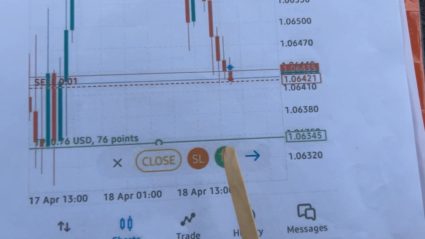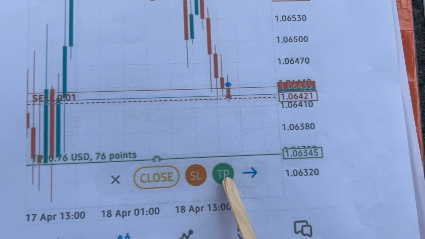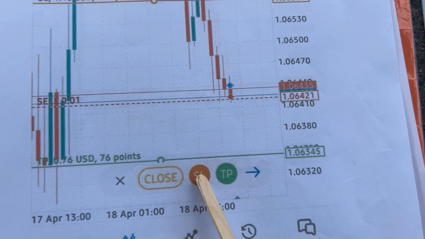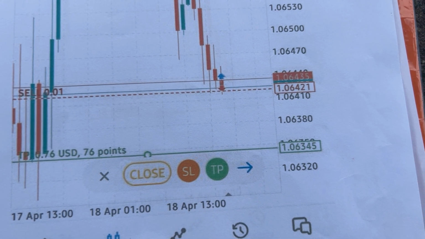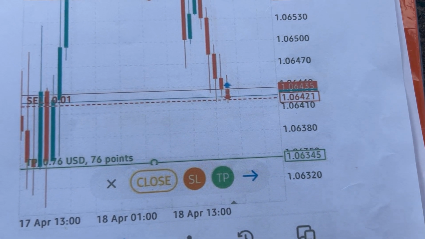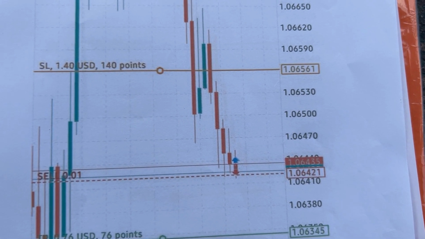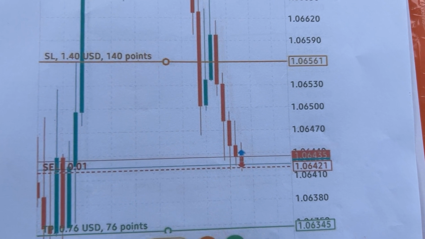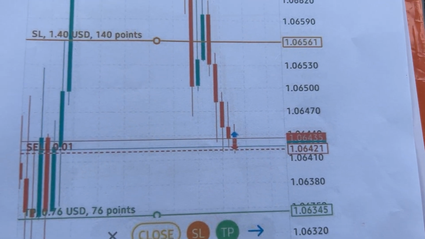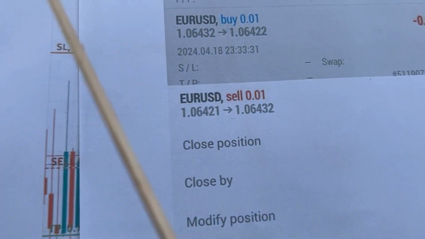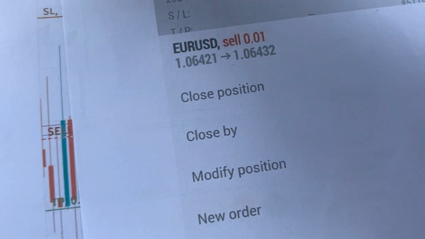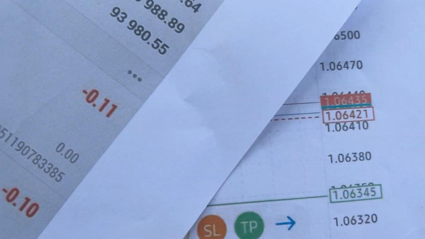Now, we have these icons over here. We have close, we have SL, we have TP. So now we are setting SL. We can easily click on this arrow and click modify an order, which is not that difficult to do. Before making this video long, let's first explain what a stop loss is, for those who don't know. A stop loss is a risk management order that will actually work for you.